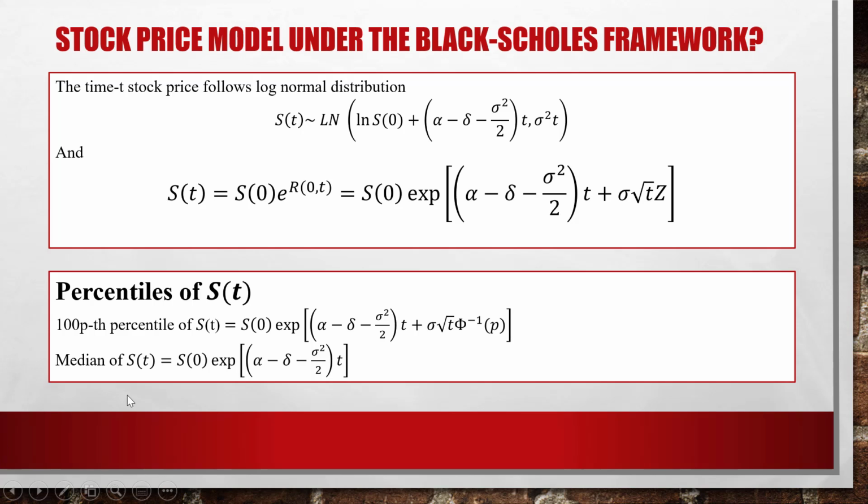And the median of it is similar. For the median, it's basically just the 50 percentile of S of t. So we say p is 0.5, so phi inverse of p is just 0. Remember the median of the standard normal distribution is 0. So this term is cancelled out. That's why the median of the stock price is S0 times exponential of alpha minus delta minus sigma squared over 2 times t. That's how we find the percentiles.